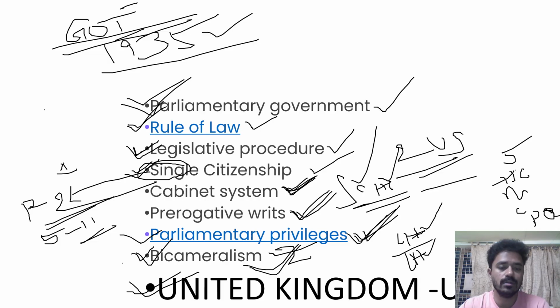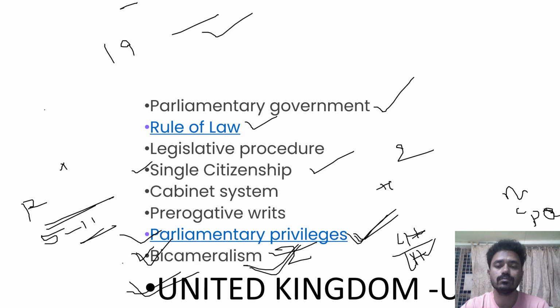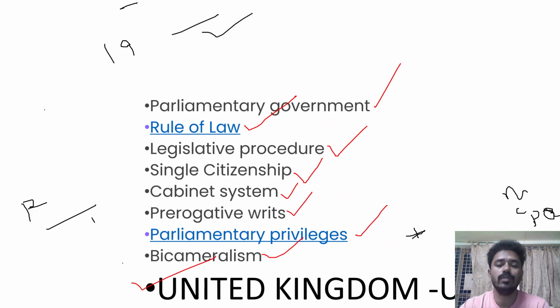Let me explain this again. See here, the parliamentary form of government, rule of law, legislative procedures, single citizenship, cabinet system, prerogative writs, parliamentary privileges, and bicameralism. All these things are adopted from British Constitution.